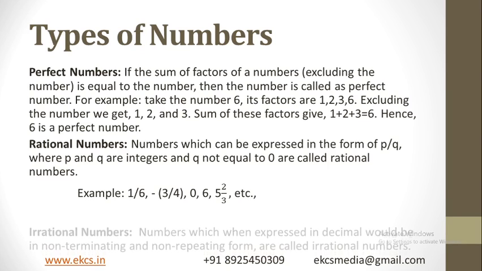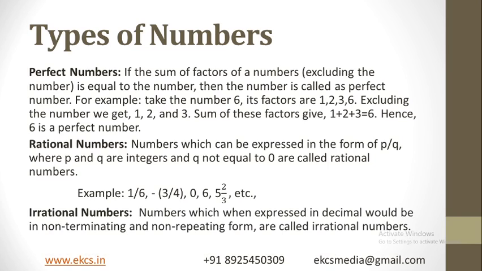are rational numbers. Irrational numbers. Numbers which when expressed in decimal would be in non-terminating, non-repeating form are called irrational numbers. So irrational numbers are decimal numbers but without termination. So it is non-terminating and it doesn't have any repeating form, that is, non-repeating form. Some of the irrational numbers are root 3, root 7, pi, e, that is the exponent, etc.